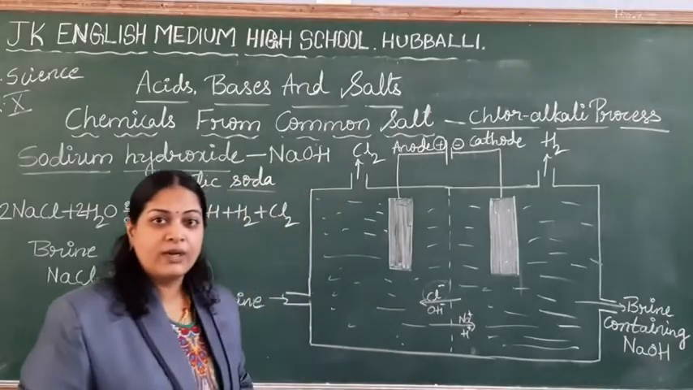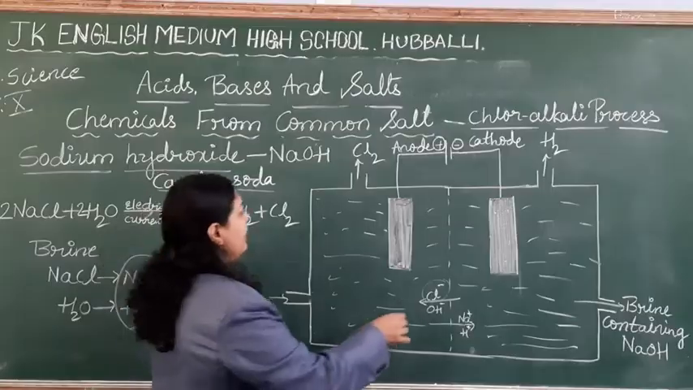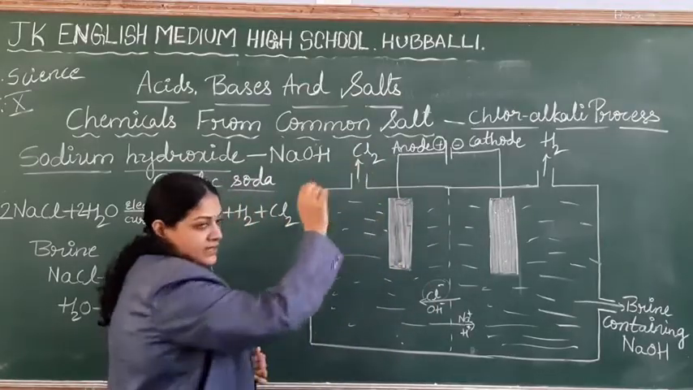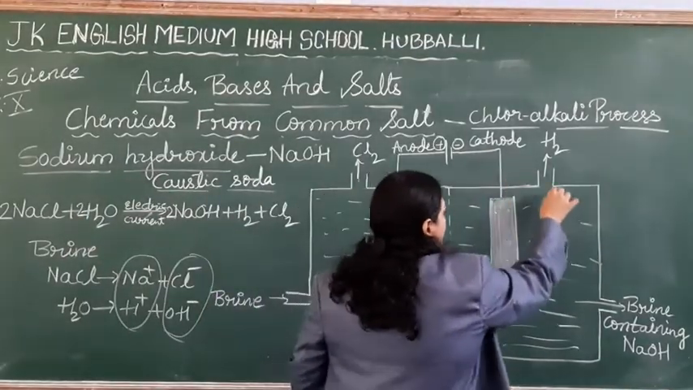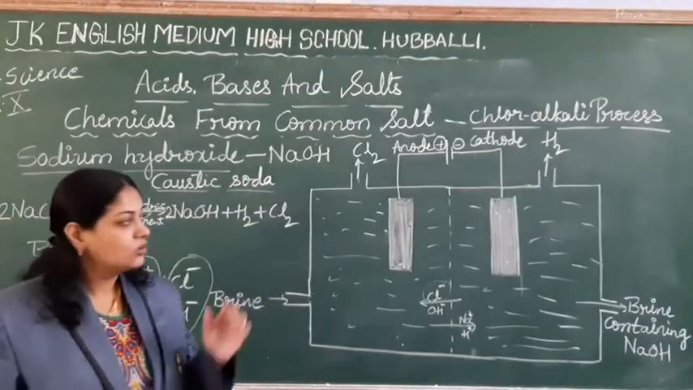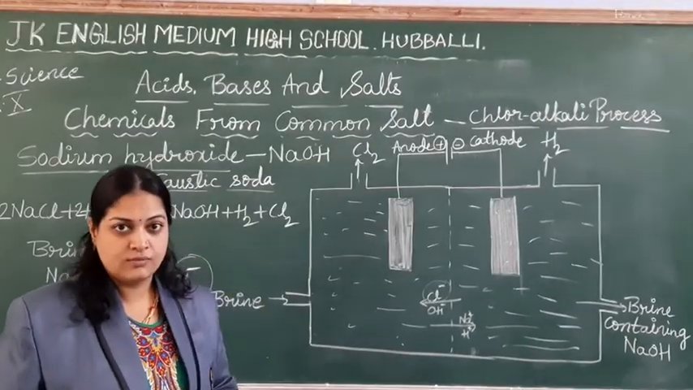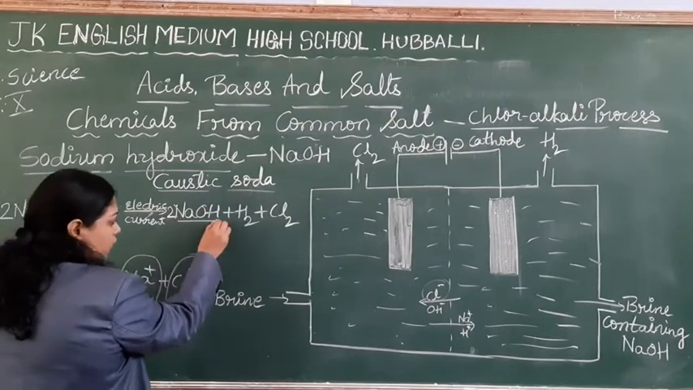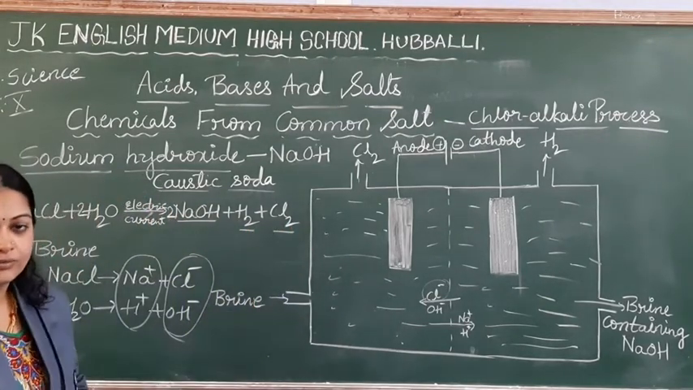Along with NaOH, what you are getting? Hydrogen and chlorine. Chlorine is attracted towards the anode, so you are getting it out from the anode side. Hydrogen is collecting towards the cathode, so you are getting it from the cathode side. Right? So this is the process called the chlor-alkali process. What all did we get from this process? Not only sodium hydroxide, but also hydrogen and chlorine.